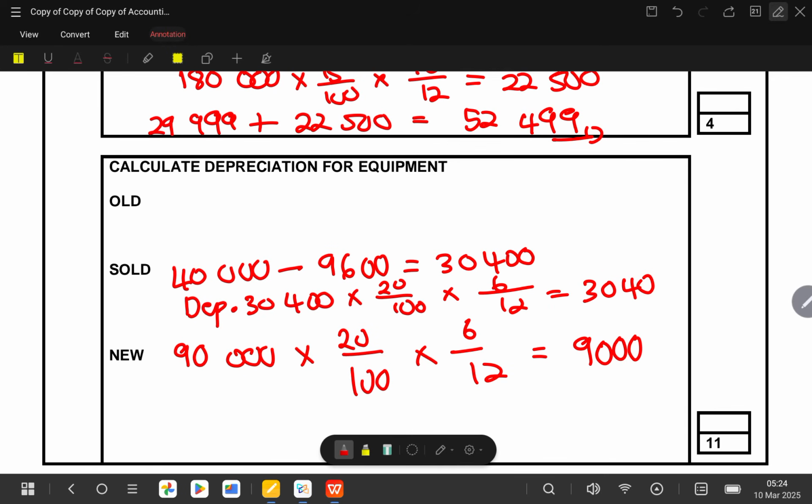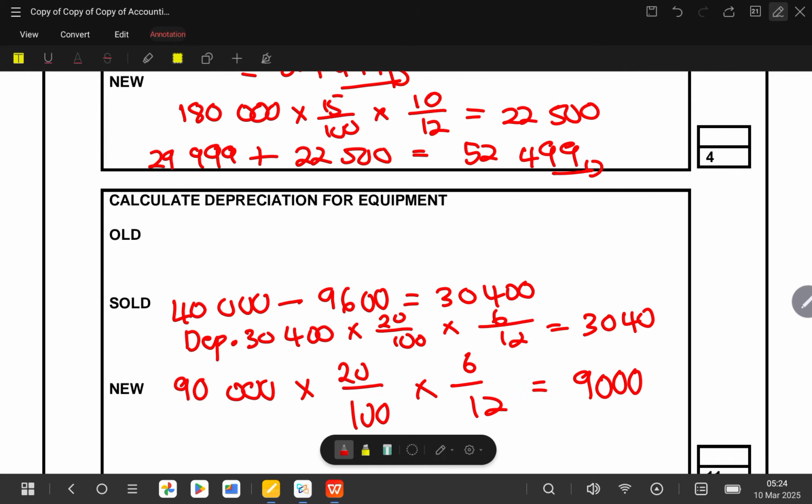So the new one has got a depreciation of 9,000. Now let's look at the old ones. With the old ones, you must be very careful. So remember, the cost price for the old ones is 320,000. So you need to subtract the one that was sold, which is 40,000. So let's see how much we're going to get. If you say 320,000 minus 40,000, it tells us that we are left with 280,000.